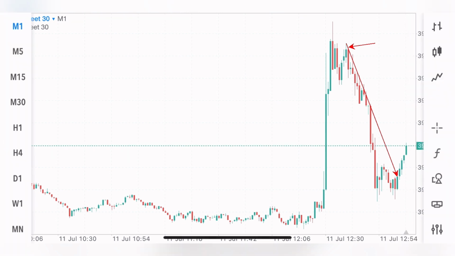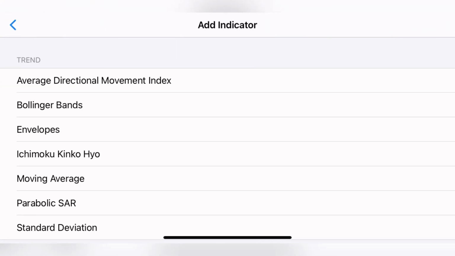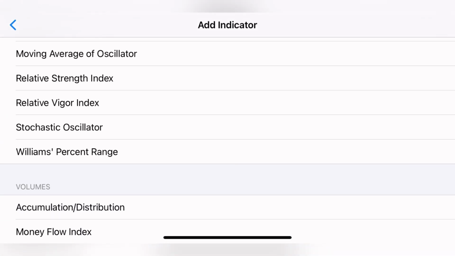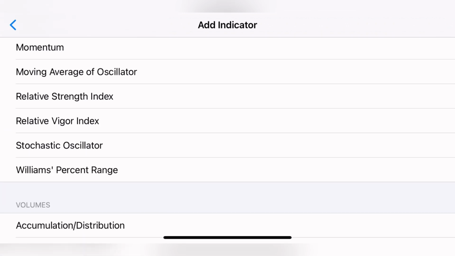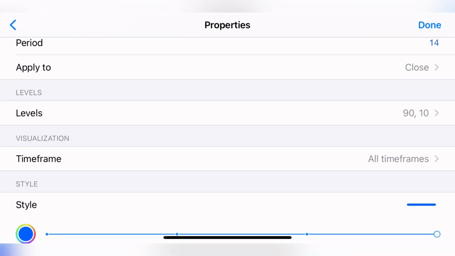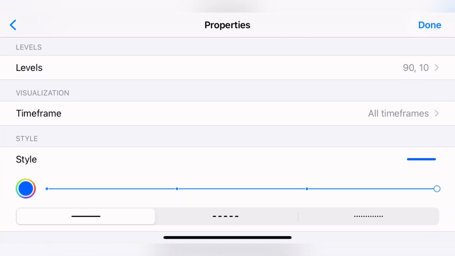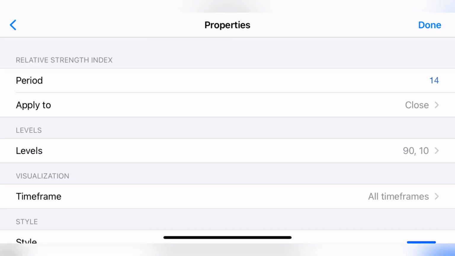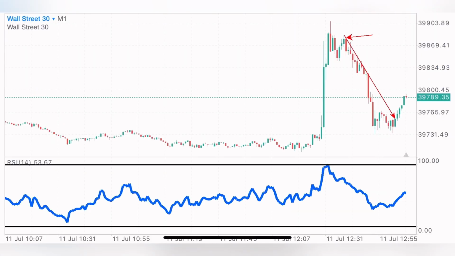Now what we do right here is put in the RSI first before putting the moving average. Okay, I'm using MT5 mobile on this trading analysis. So we're going to put on the RSI, which is the relative strength index. We're going to put the period on 14, the levels are going to be 90 and 10, the style is going to be 4 pixels. Then you click on done. All right, you apply to close.